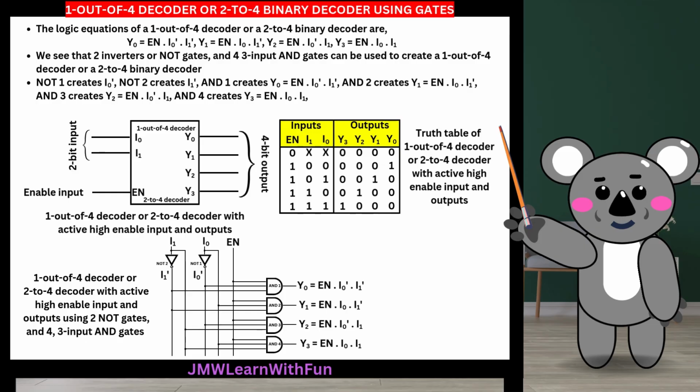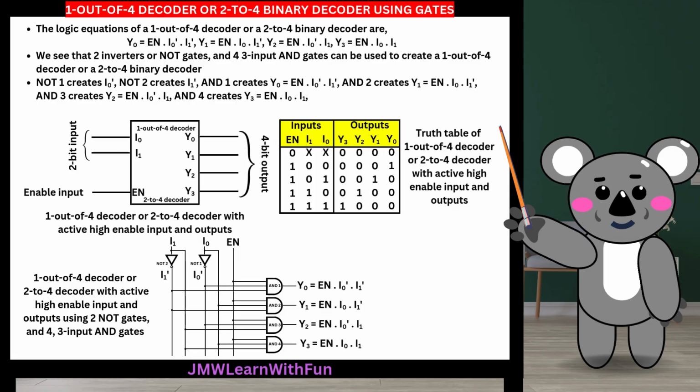The figure shows a 1 out of 4 decoder, or 2 to 4 decoder, with active high enable input and outputs using 2 NOT gates and 3 input AND gates. Input to NOT 1 is I0, and its output is I0 bar. Input to NOT 2 is I1, and its output is I1 bar. En, I0 bar, I1 bar are the inputs to AND 1 gate, whose output is y0 equal to en and I0 bar and I1 bar.